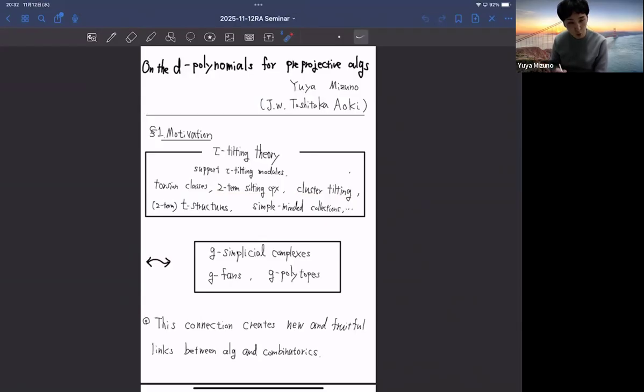Furthermore, a recent important discovery is that from these algebraic structures, we can construct some important combinatorial objects like simplicial complexes, fans, and polytopes. Because these objects are quite classical and have been studied extensively, by analyzing them, we can gain a deeper understanding of the original algebraic structures. This connection creates new and fruitful links between algebra and combinatorics and provides new insights.